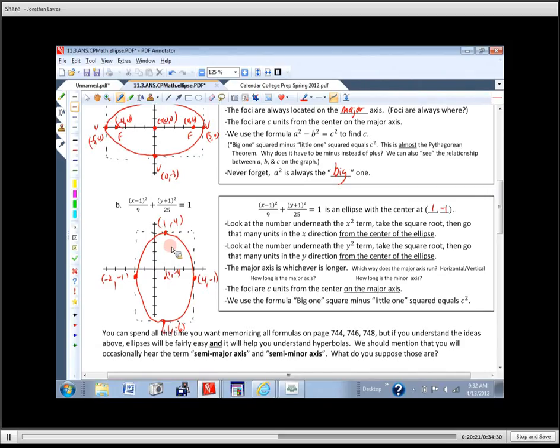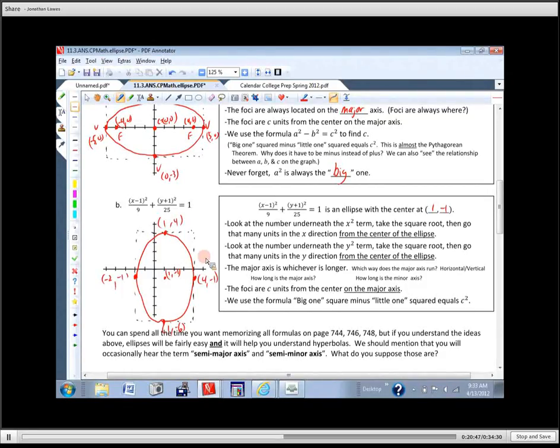Questions? Okay, how long is the major axis? 10 units long, just like the other one. The difference between this shape and this shape right here is this one's oriented horizontally, this one's oriented vertically. Other than that, that's pretty much the only difference. Same shape, we've just kind of spun it a little bit. Are we done labeling things here?